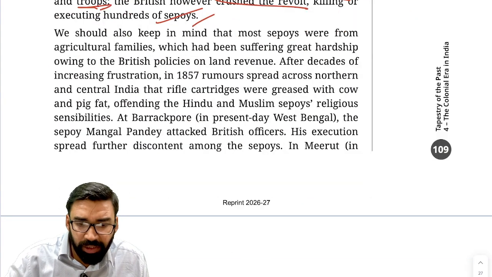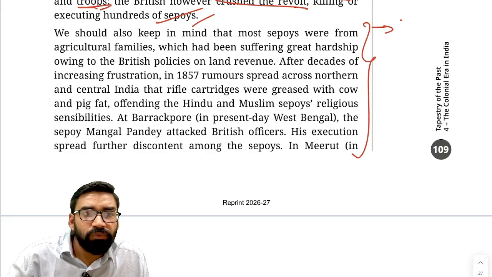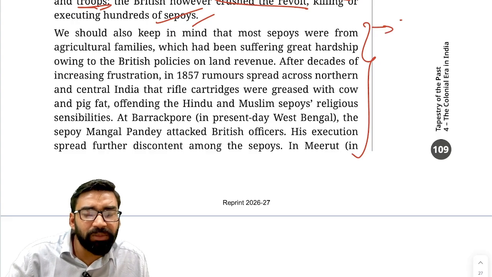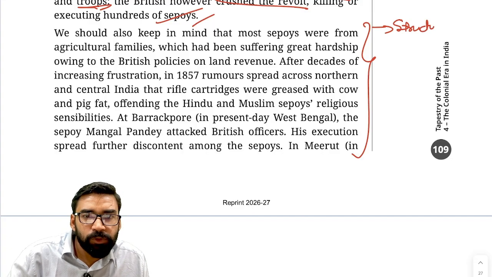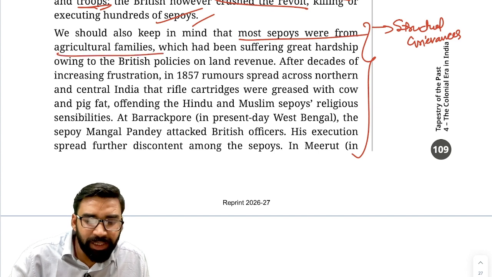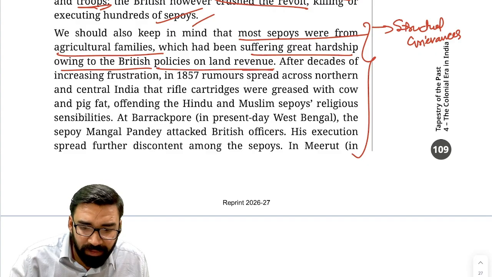Now, again, the structural grievance of sepoys in the revolt of 1857. What was the structural grievance of sepoys? First is the socio-economic context. We need to understand. Most of these sepoys were from agricultural families. They actually suffered great hardship owing to British policies on land revenue.